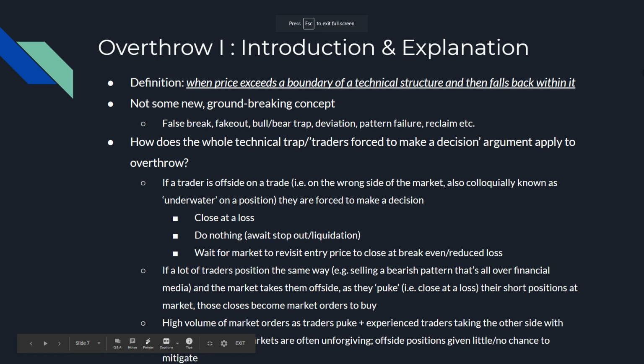So conceptually, a high volume of market orders as traders puke and experienced traders take the other side with size is at least one kind of ingredient, if you will, of the kind of volatility we see on price charts. And it's worth bearing in mind that markets are often unforgiving, in the sense that offside positions are given little to no time to mitigate if the trap is real. And that's something we will talk about.